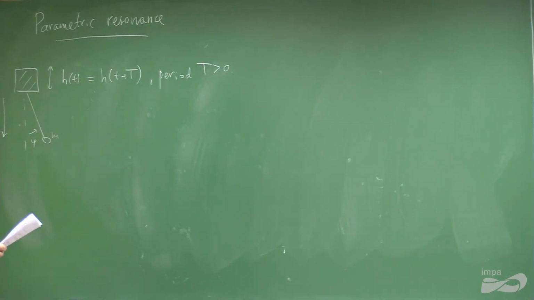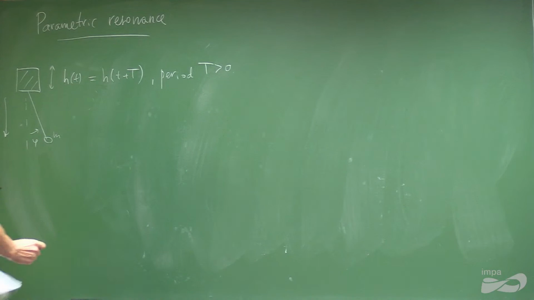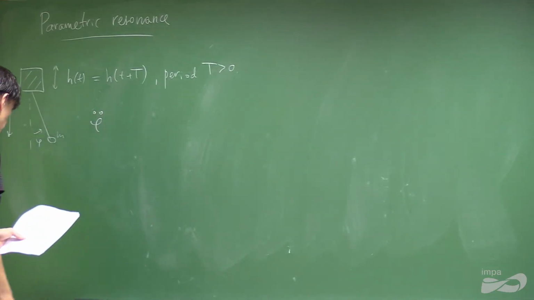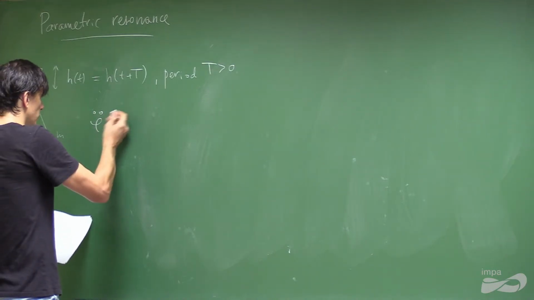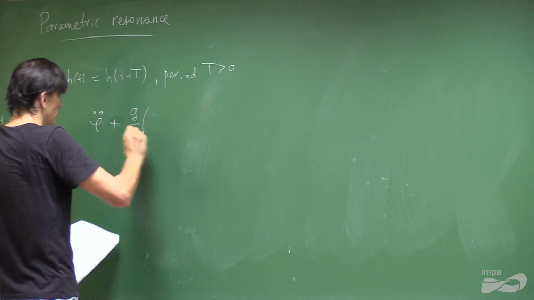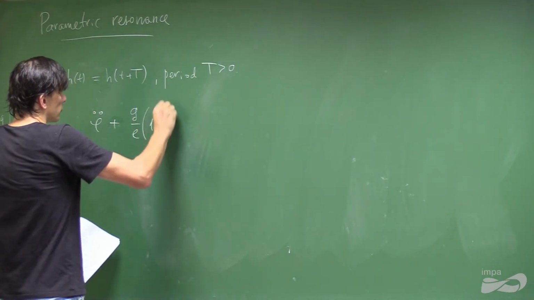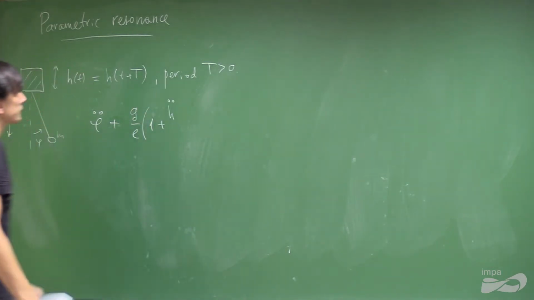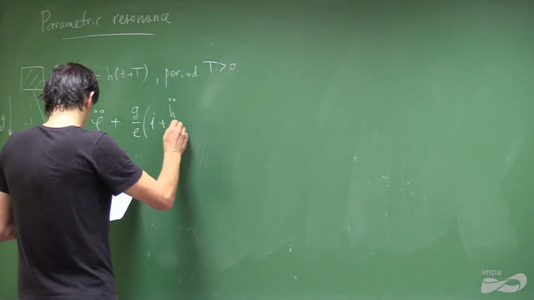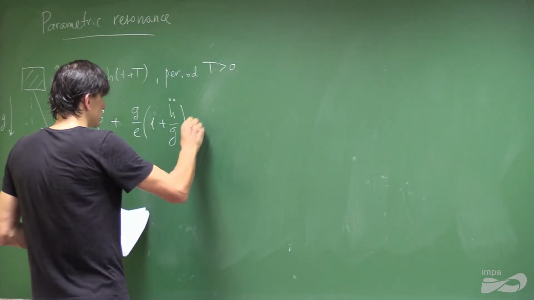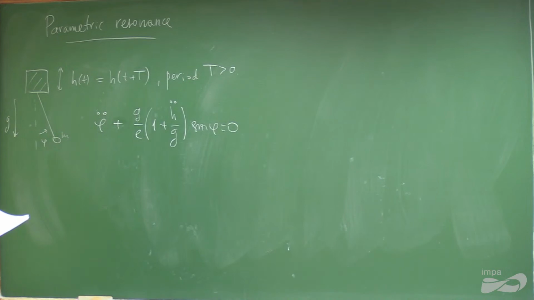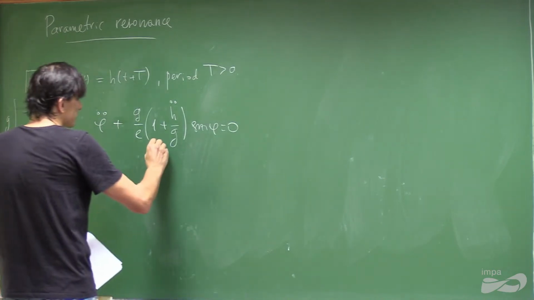So then we can write the equation of motion. Let's remember what the equations of motion are: the second derivative, the angular acceleration, plus gravity divided by the length of the pendulum L, times 1 plus the acceleration of the support divided by g, times sine phi, equals 0. So that's a simple equation, but now we have time dependence.